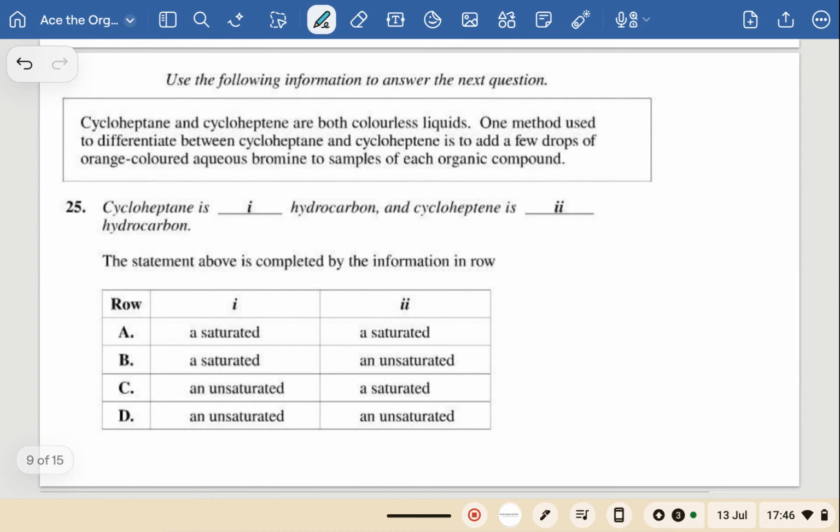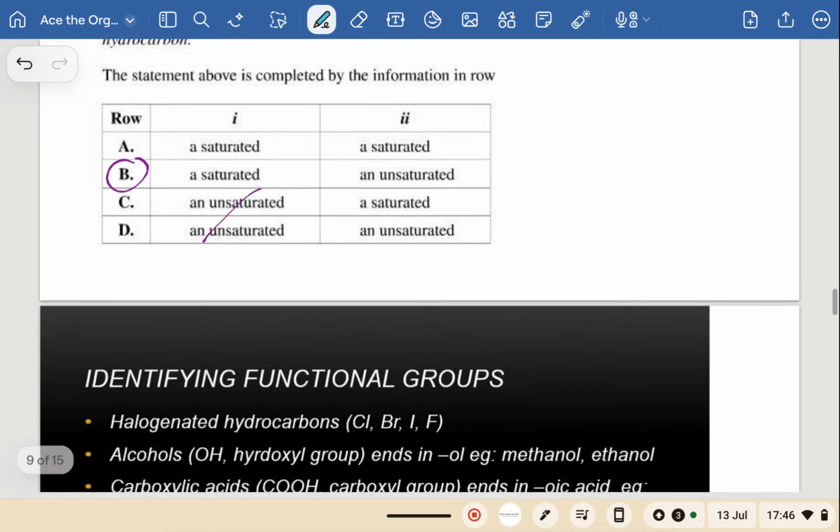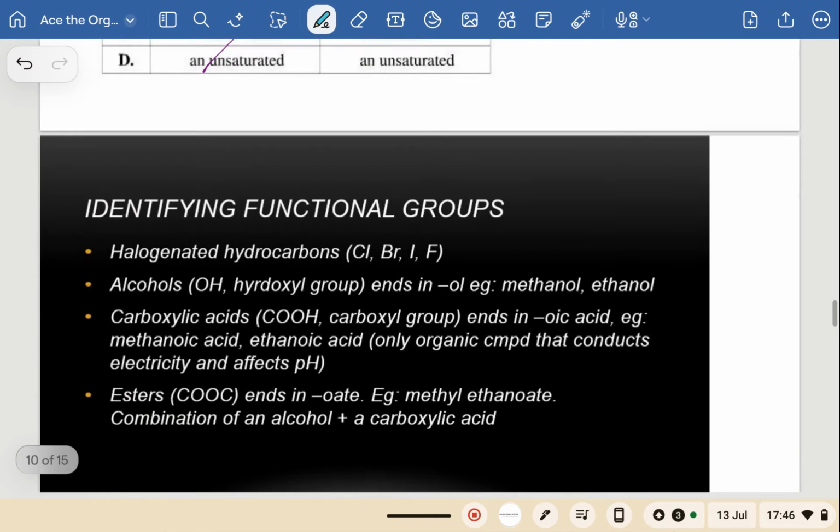Here there's some information. It also looks like it's going to touch on the bromine test, but it actually doesn't. In this question, you have cycloheptane, and we want to know what type of hydrocarbon it is. It ends in ane, meaning all single bonds, so it has to be saturated. And if it ends in ene, it is unsaturated. So your answer is B. You've probably seen questions like that. They're very common. You'll see them again.